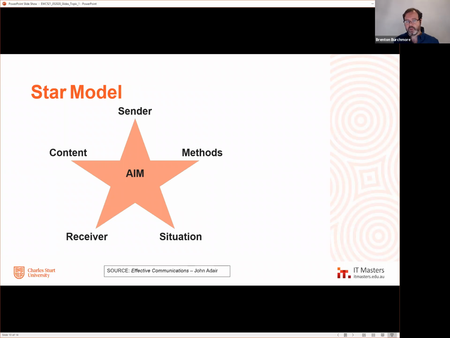Here's something that helps take this to the next level. This is the STAR model, which was published by John Adair. So it's in his book, Effective Communications. It's an older book now. It's been around for a while, but it's got some very good points in it. This is one of them.